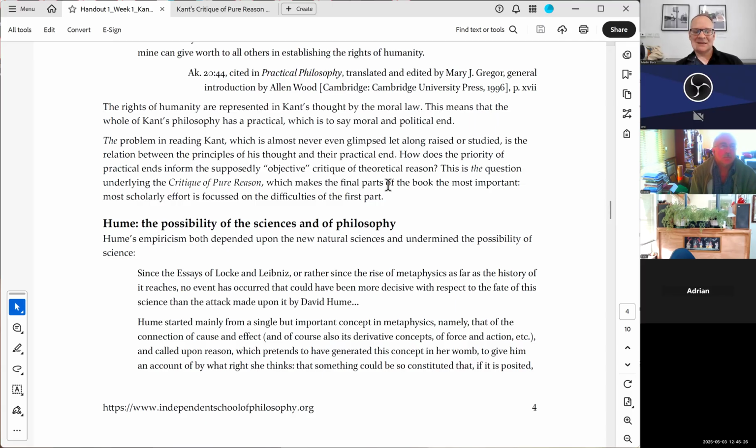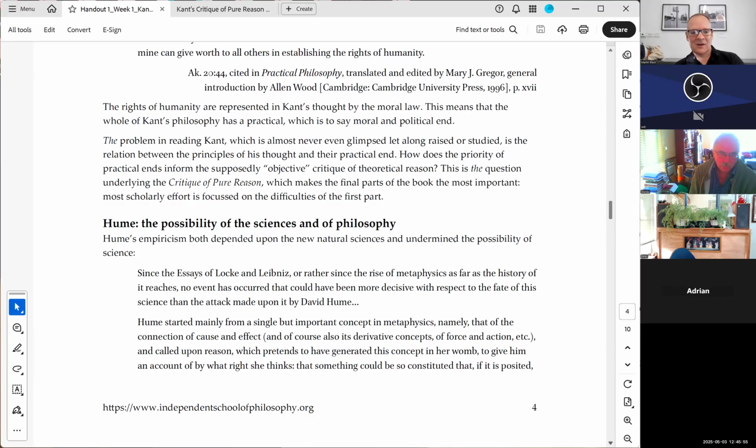So, since the essays of Locke and Leibniz, or rather since the rise of metaphysics, as far as the history of it reaches, no event has occurred that could have been more decisive with respect to the fate of this science than the attack made upon it by David Hume. Okay, so that's, again, subordinate to the end of reason as a whole. But within the field of metaphysics, nothing has been as important as Hume since Aristotle.